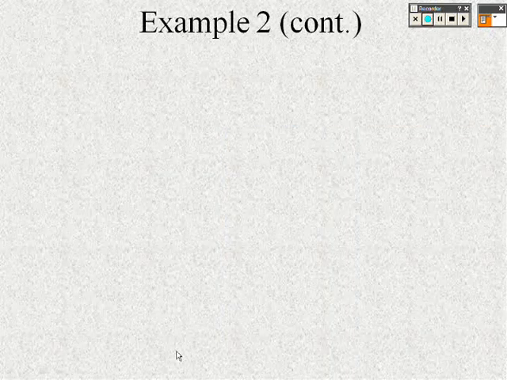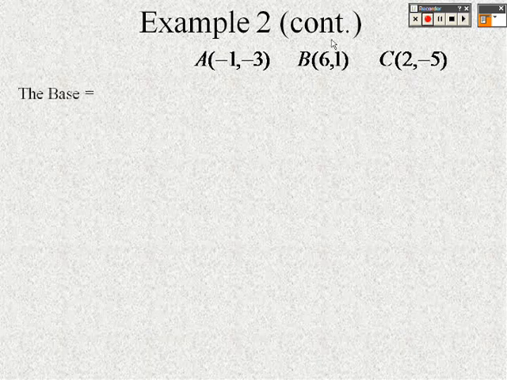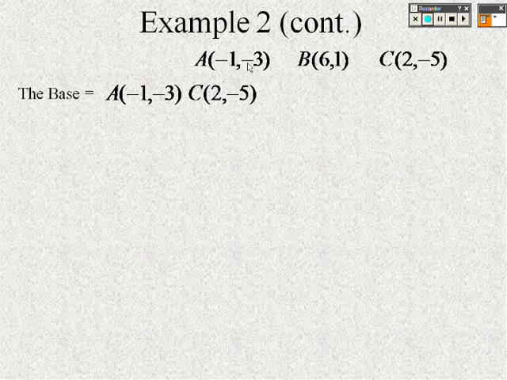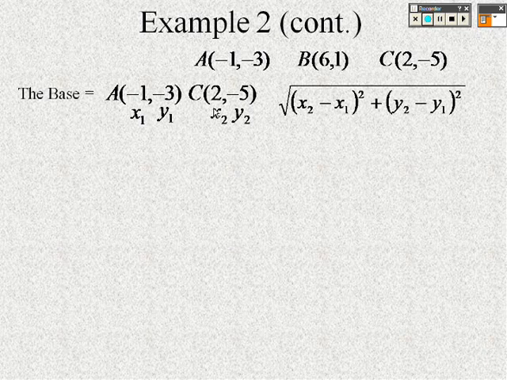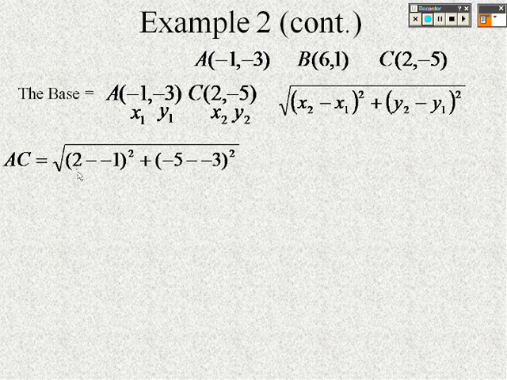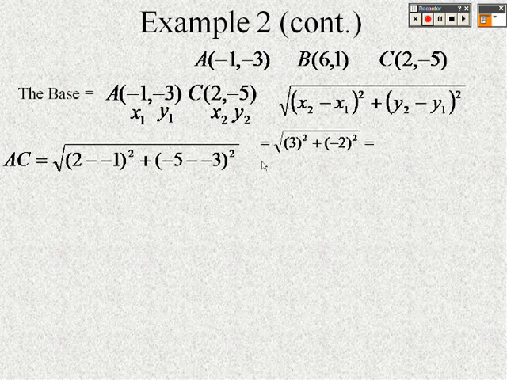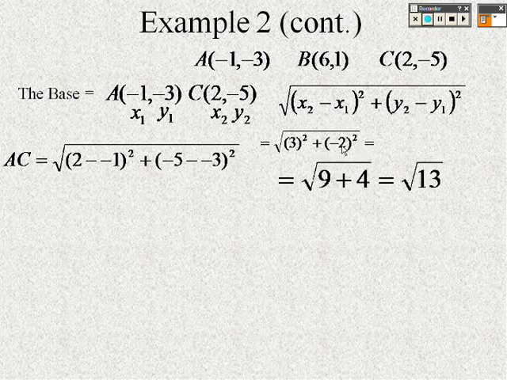So those are my points. The base we said was AC, so there's A, there's C, so x1, y1, x2, y2, and there is the distance formula. All this is substitution. Take each value and plug it in. That's all that I'm doing there. So that's why it's a 2 minus -1, and a -5 minus a -3. So plus a positive, that becomes 3 squared, plus a positive, that's -2 squared. 3 squared is 9. -2 squared is 4, so I get square root of 13.